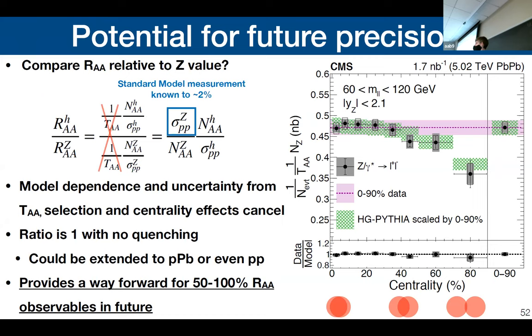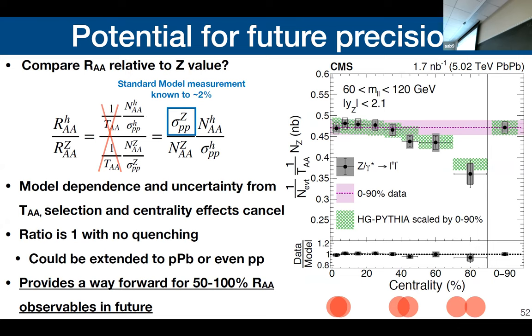Okay. So is that a big problem, right? This muddles the interpretation for a large number of the measurements in our field, right? I showed you all these measurements. If we can't trust any of the measurements past 50%, we have a big problem, right? In fact, we think that there's a way out of this.